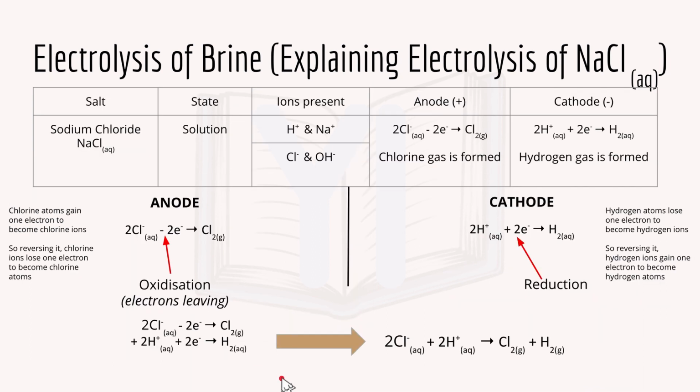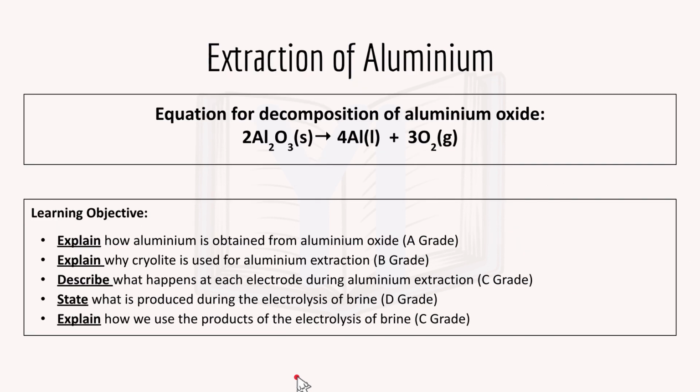So we'll move on to some explanation. You can see salt, state, ions present, anode and cathode in some formulas or equations. Then we'll move on to extraction of aluminium. Here's the equation for decomposition of aluminium oxide. We have 2Al2O3 turning into Al plus oxygen.